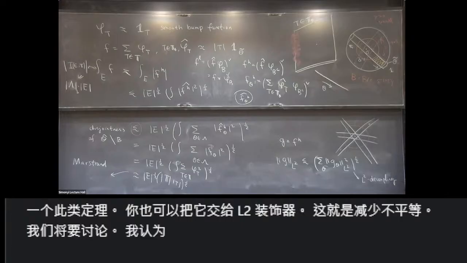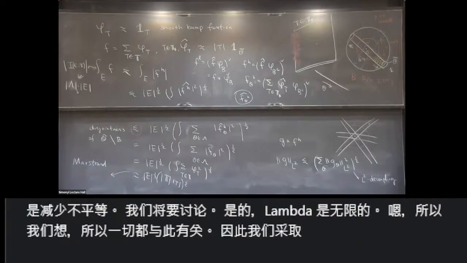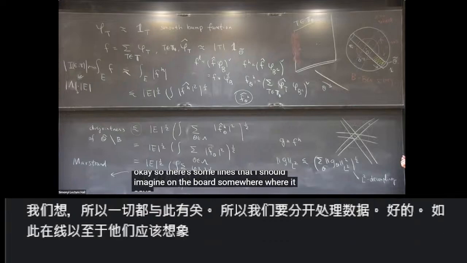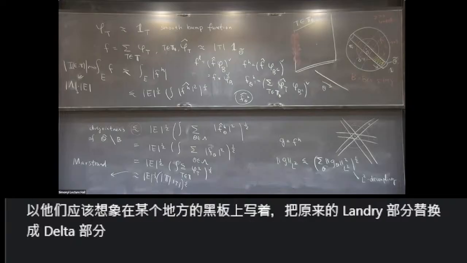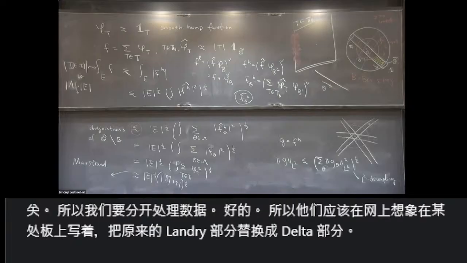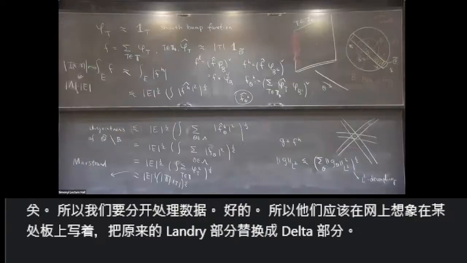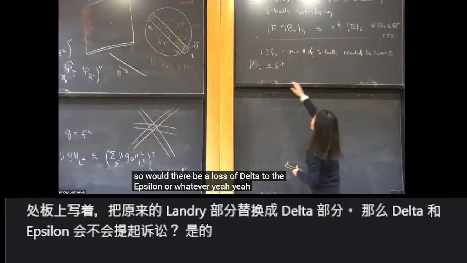That's real quick. I think we ended up on the wrong page. Is lambda infinite? So we are thinking, everything is at scale delta. So we are taking delta separate. Yeah. Okay, so there's some line that I should imagine on the board somewhere where it says take the original lambda and replace it with the delta separate. Yeah. Okay, and then I think it makes sense. So would there be a loss of delta to the epsilon or 1 over? Yeah, it will be a loss of delta epsilon.